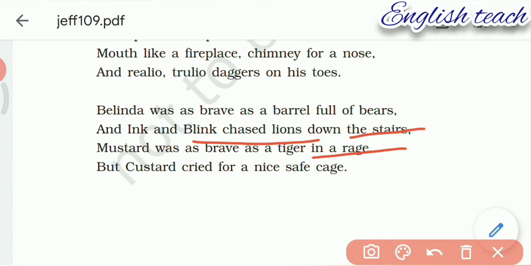The dog was very brave, just like an angry tiger. But in contrast to all of them was Custard. Custard, the dragon, was not brave. He was so afraid of everything that he always demanded a safe cage.